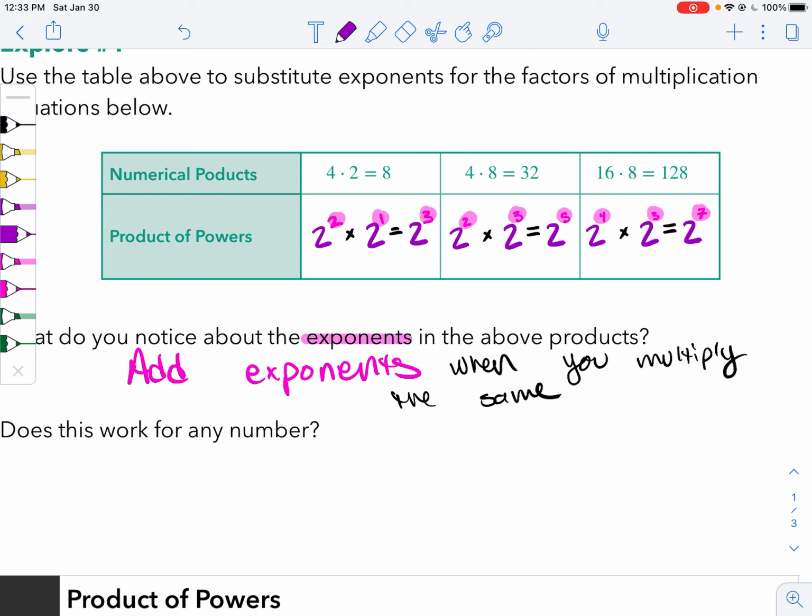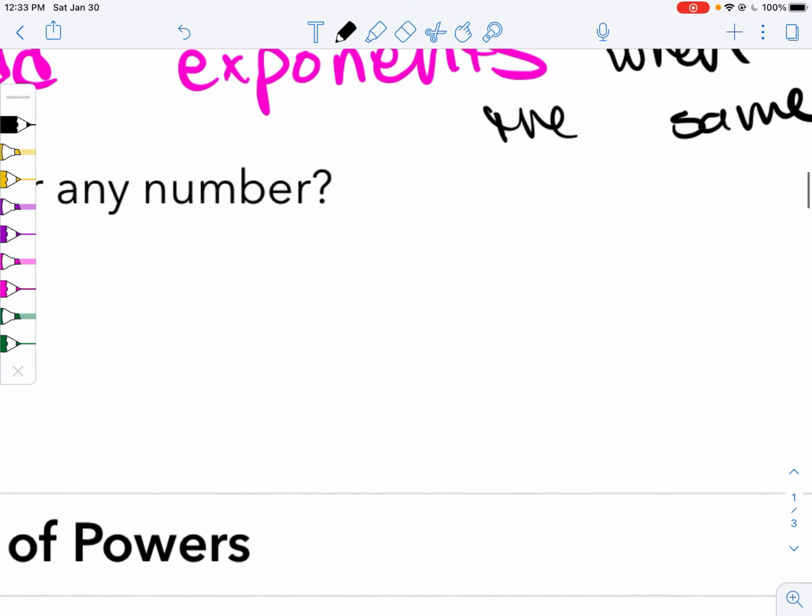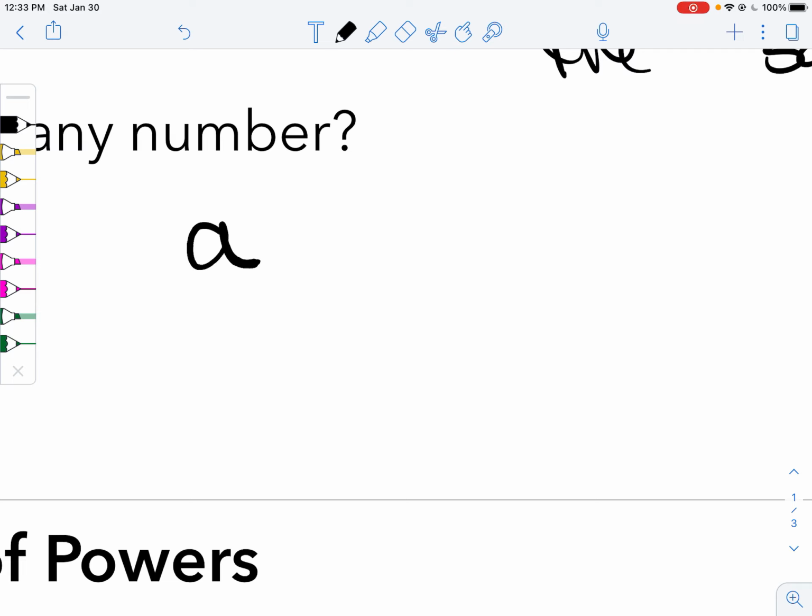And you guys, that's the whole lesson. That's the whole lesson in a nutshell. When you multiply, just add the exponents together. And I'm going to show you right now that it does work for any number. Let's say you have any number and you square it, okay? And you multiply that by the same number cubed.